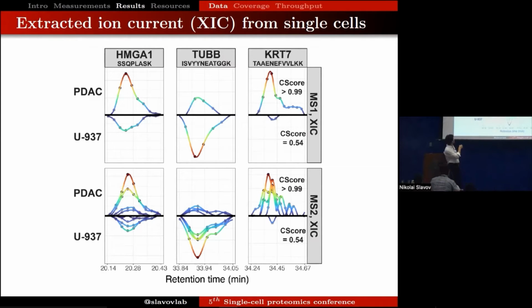And this is another cell, monocyte cells, in which the same peptide, the elution curve, is being detected. Then you can also fragment this peptide, because if we want to identify it, we have to fragment it.